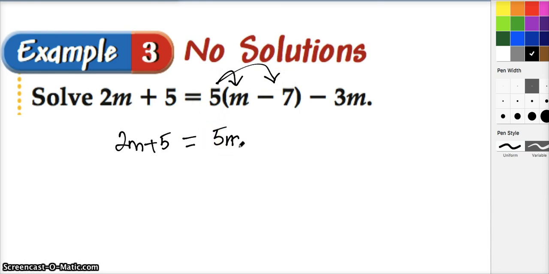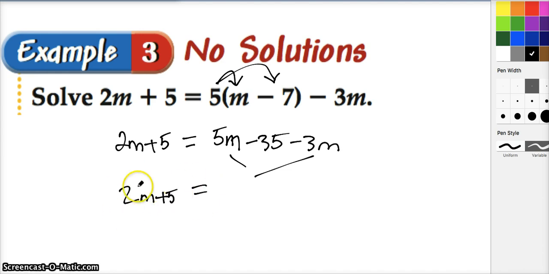We're going to distribute this 5 throughout, so we get a negative 35 minus 3m. We're going to join some like terms together. And when I do that, remember I've got to simplify each side, right? So 2m plus 5 is as simplified as possible. Here, 5m plus a negative 3m gives me a positive 2m minus 35. Notice anything weird here? Let's keep going.